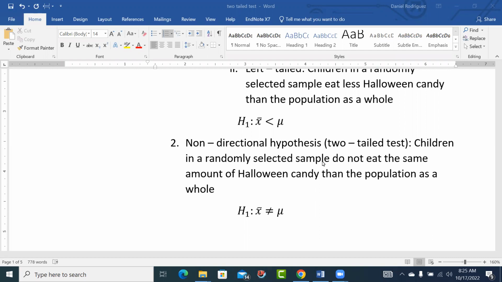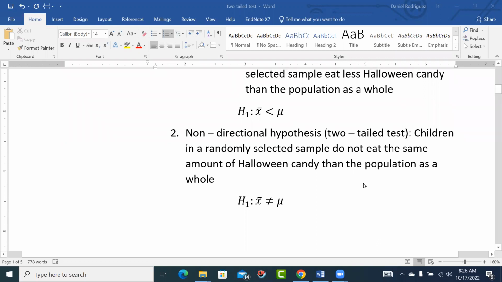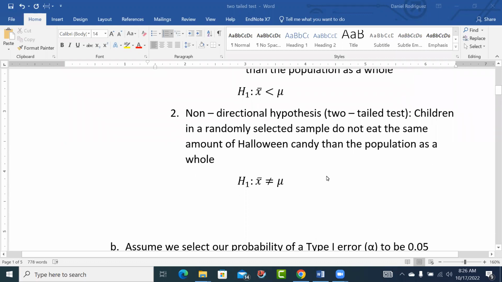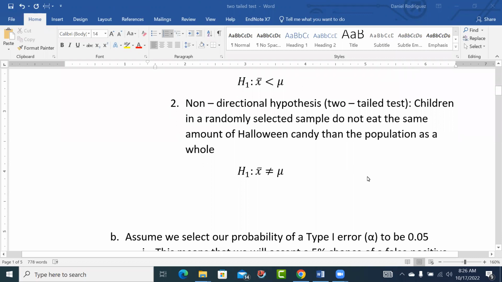And it's non-directional because I'm not stating a direction in the relation. This is generally done when I'm not really sure. We usually do this a priori, before we collect our data, so we're not always sure. Sometimes we are, and when we are, we'd like to say so by doing a one-tail test. But when we're not sure, sometimes it's better to go non-directional. So in this example, children in a randomly selected sample do not eat the same amount of Halloween candy as the population as a whole. I didn't say whether they eat more or less. I said it's just going to be different.